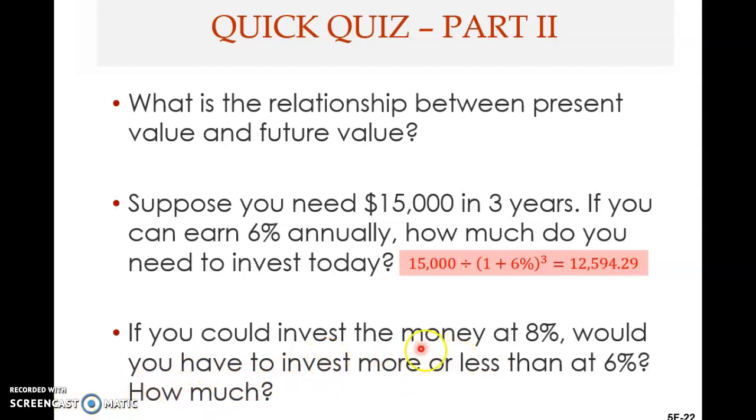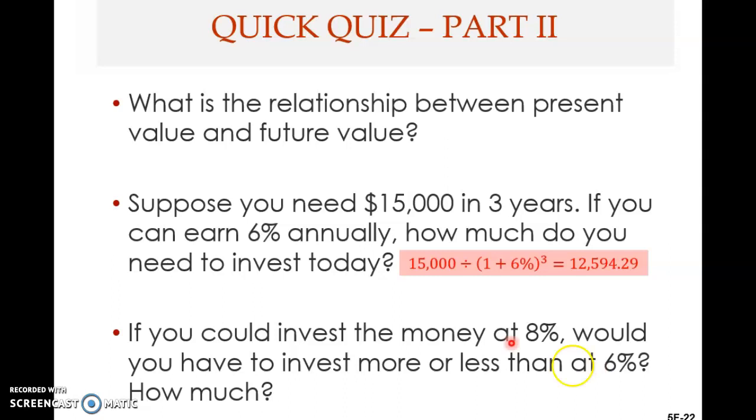So first, without computing, try and consider this. If you can earn 8% interest per year on whatever investment or money that you have, and you want 15,000 at the end of 3 years, would you have to invest more or less compared to if you can earn 6%?